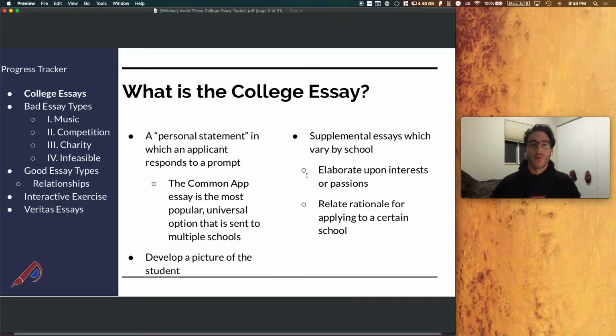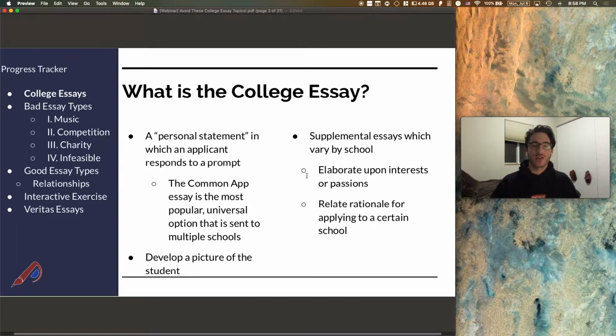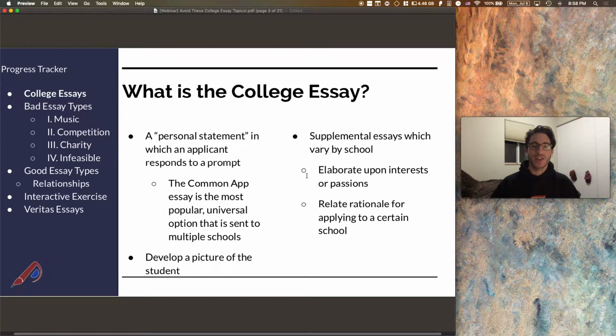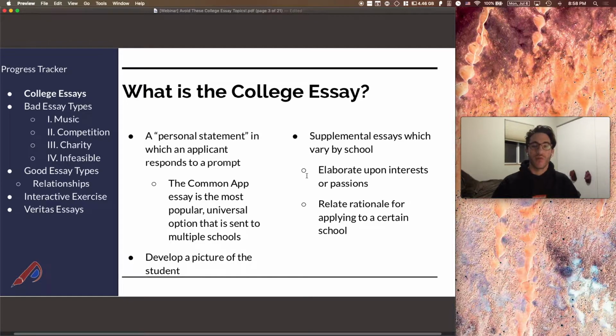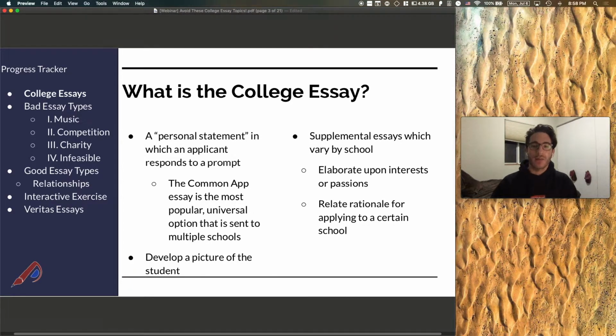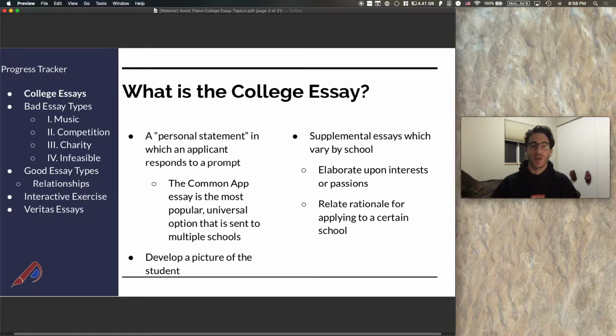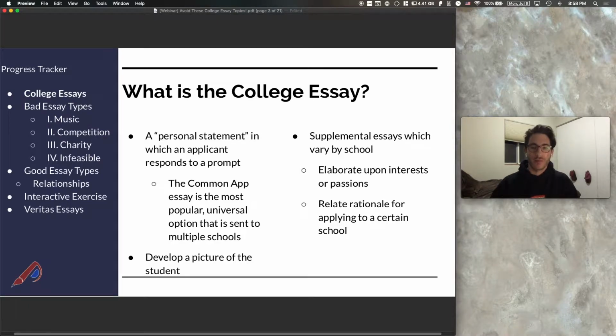In its simplest form, the main type of college essay that people are referring to is the personal statement, which provides a chance for an admissions reader to develop a picture of you beyond your academic profile. The Common App essay is the most popular personal statement option, as it allows students to submit one universal application to nearly all US undergraduate programs.